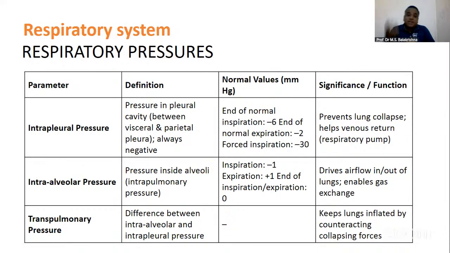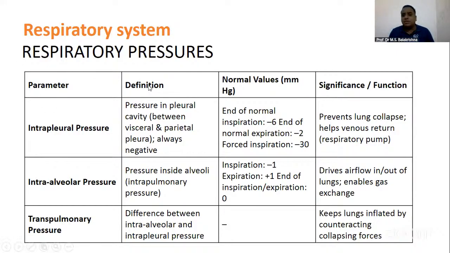So, what is intrapleural pressure? It is the pressure in the pleural cavity, which lies between the visceral and the parietal layer. The lung has two layers, the parietal layer and the visceral layer. Whatever the pressure is between the parietal and visceral layers, that is intrapleural pressure. Two layers are there, okay? And this pressure is always negative.